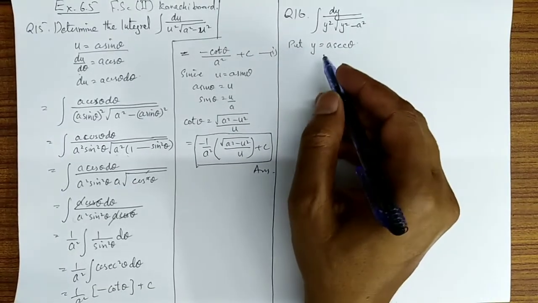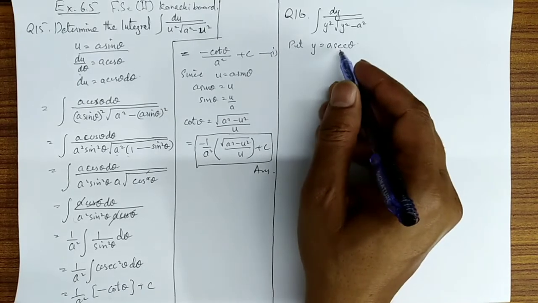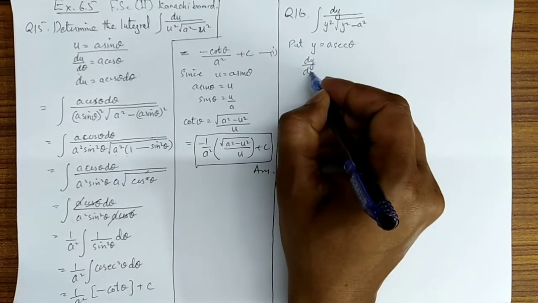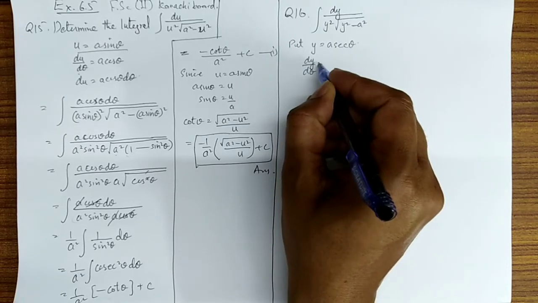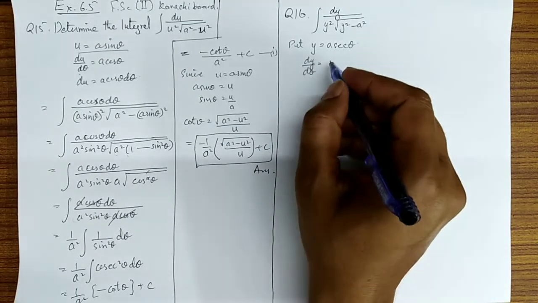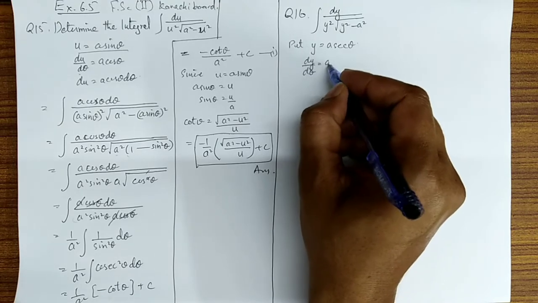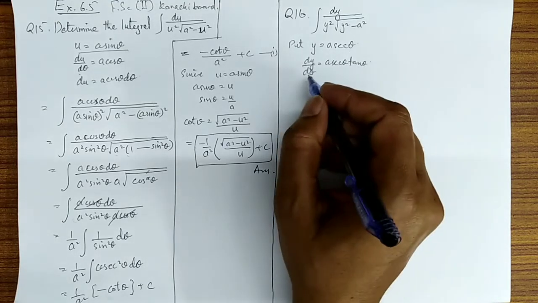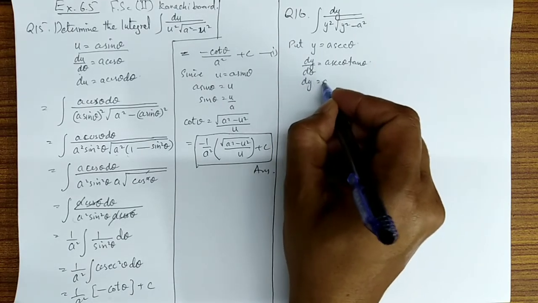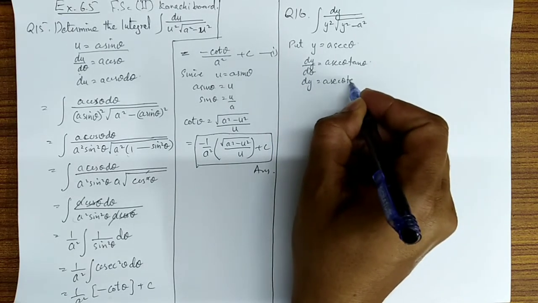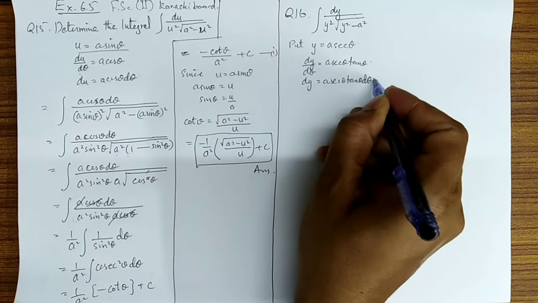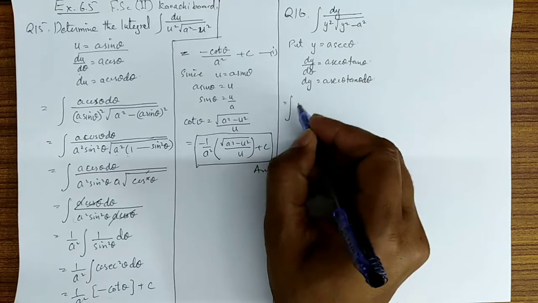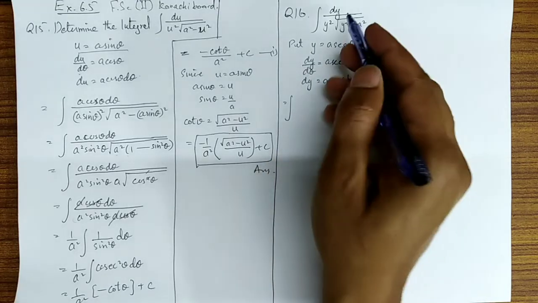Okay guys, for this question now, put y is equal to a sec theta. So finding the derivative of this part, we get a sec theta tan theta, this is the derivative, and to find the value of dy, dy equals a sec theta tan theta d theta. So now by inserting the values in the given question, what actually is dy?